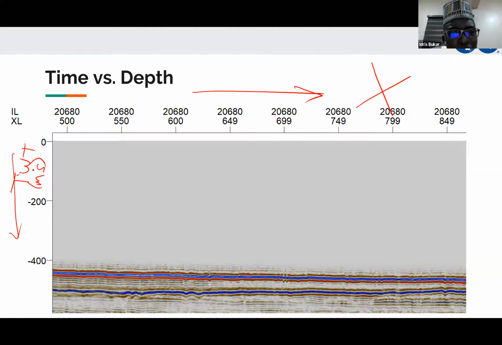And this is where this throws up another problem, because basically every other data we have in the subsurface is in depth. The wells are in depth, everything is in depth. And we have this seismic in time, and we need to correlate these data. So we are faced with the issue of time versus depth.